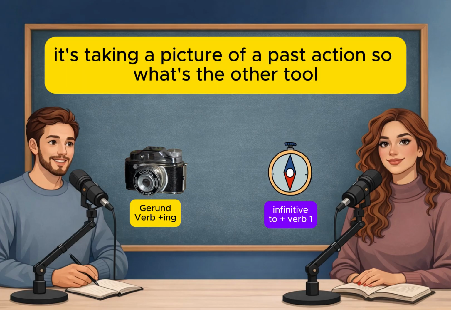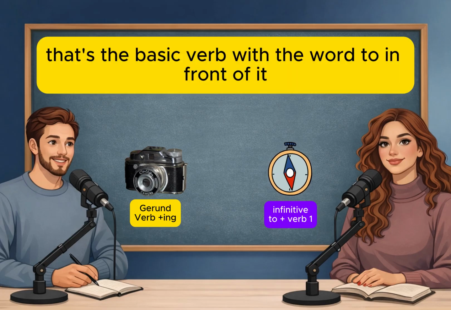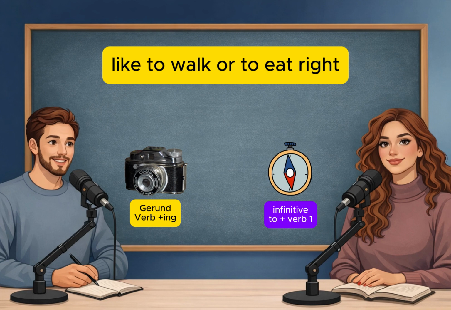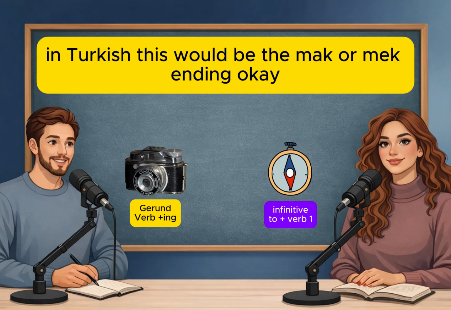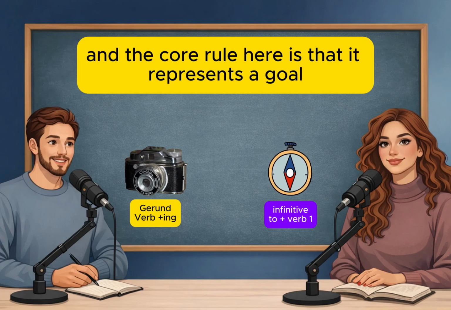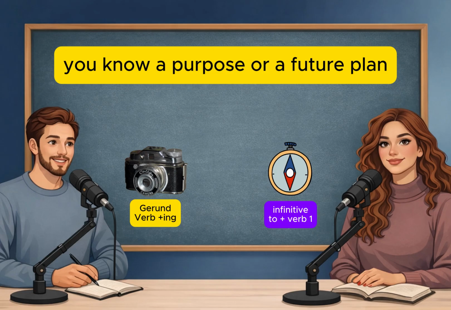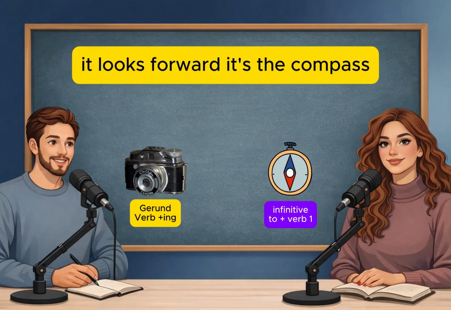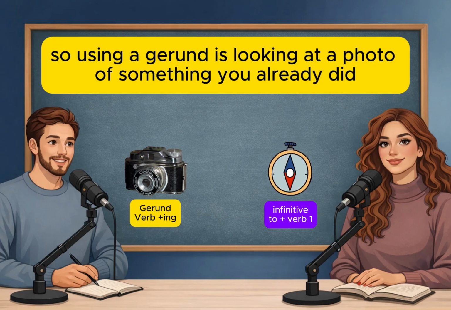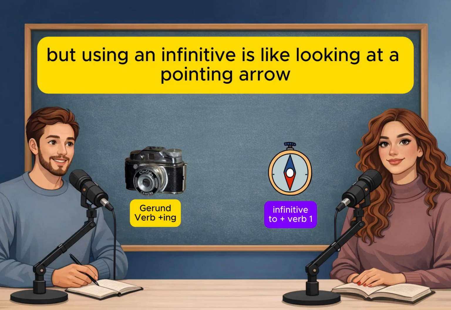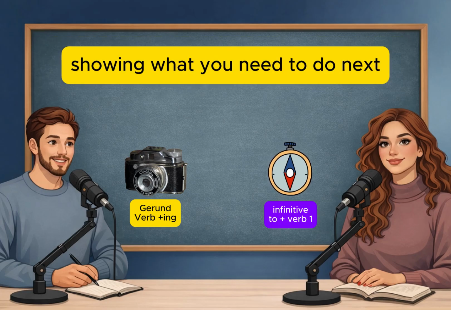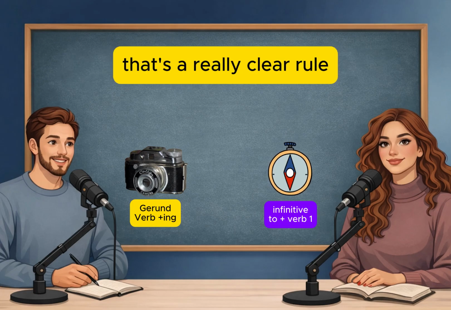So what's the other tool? Well, the other tool is the infinitive. That's the basic verb with the word "to" in front of it, like to walk or to eat. In Turkish, this would be the -mak or -mek ending. And the core rule here is that it represents a goal, a purpose or a future plan. It looks forward. It's the compass. So using a gerund is looking at a photo of something you already did, but using an infinitive is like looking at a pointing arrow showing what you need to do next. That's a really clear rule.